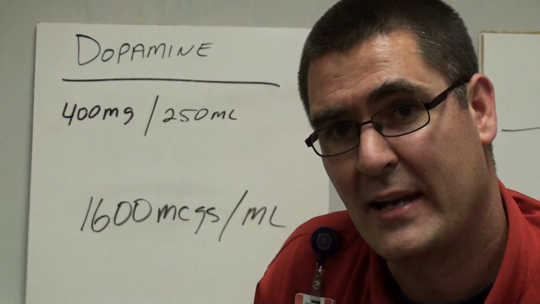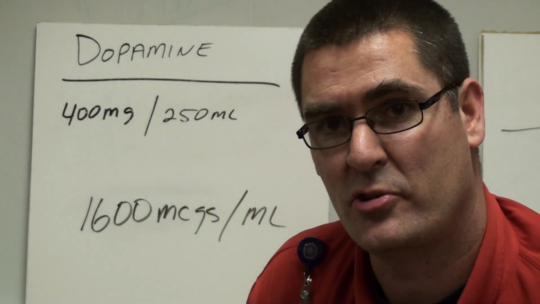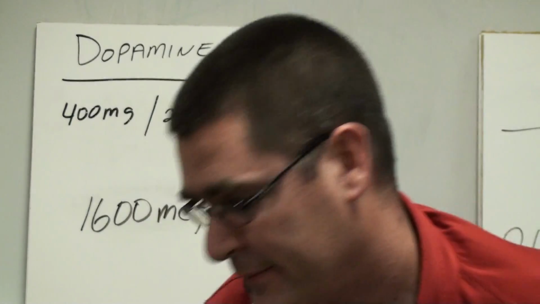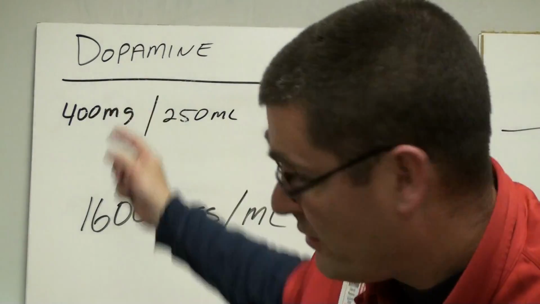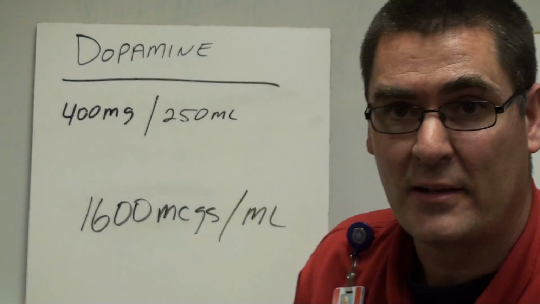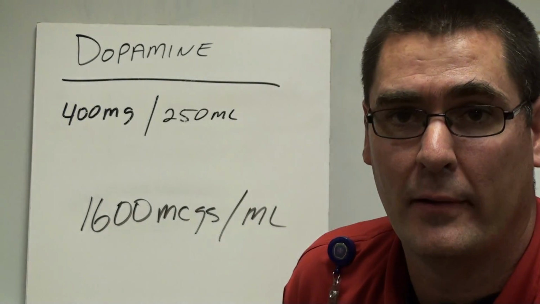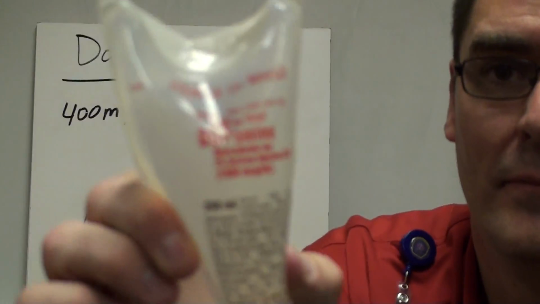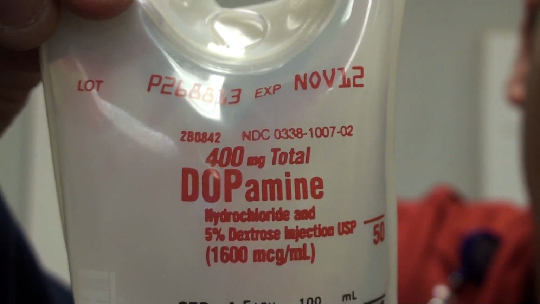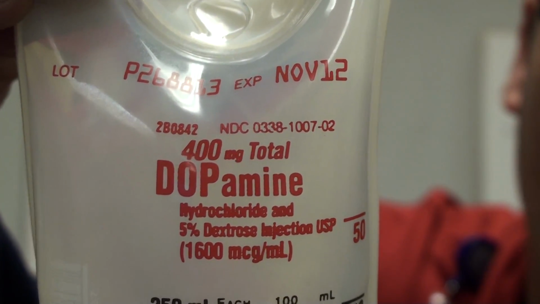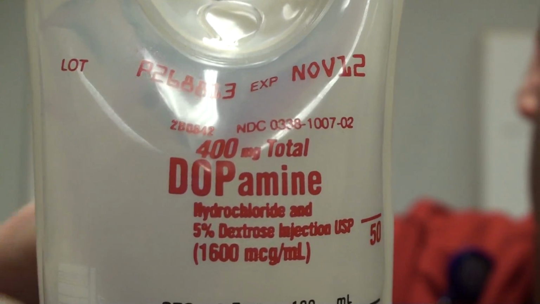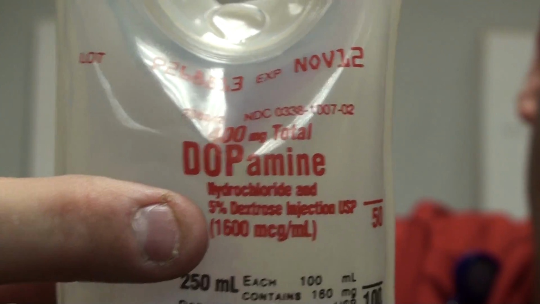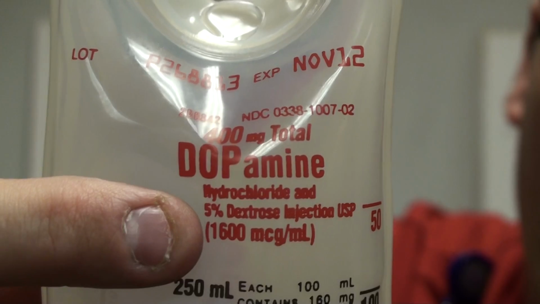I'm going to go over one of my favorite medications, dopamine. Now it depends on your protocols and depends on how you have it supplied. This supply right here, dopamine, 400 milligrams in a 250 milliliter bag. That comes up with 1,600 micrograms per milliliter. How do we know this? Let me show you right there. 400 milligrams dopamine, a 250 milliliter bag, it's 1,600 micrograms per milliliter. Remember that one right there, 1,600 micrograms per milliliter.